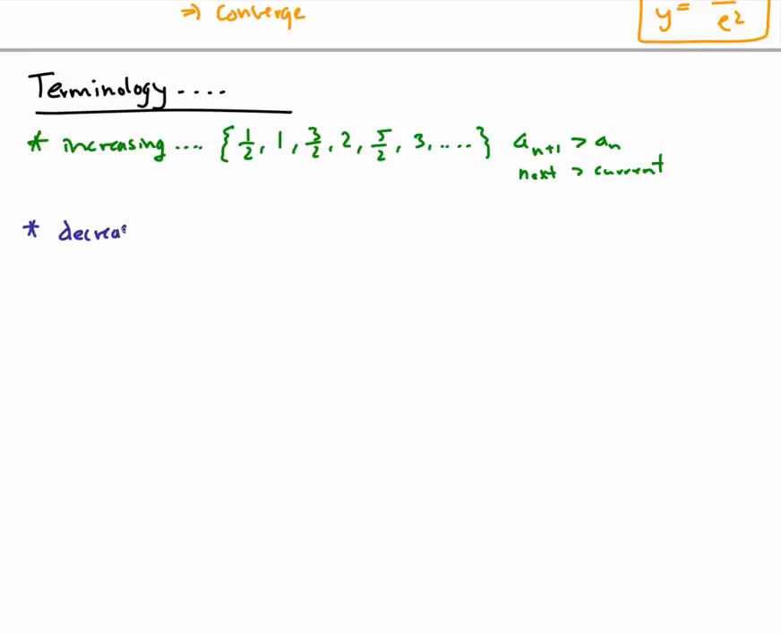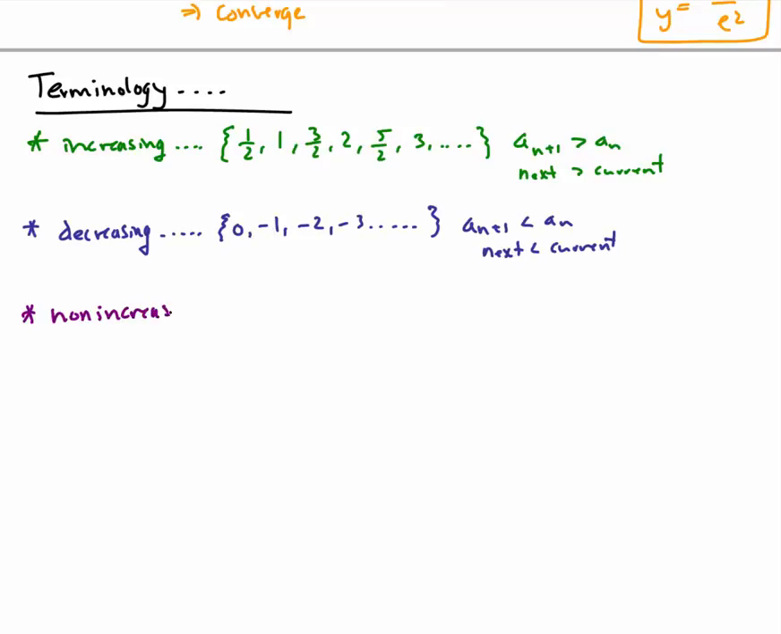Let's look at decreasing next. We'll look at the two easiest ones first. So decreasing would be something like 0, -1, -2, -3. It's always getting smaller when it's decreasing. So what this means is the next term is always less than the current term. So the next is always less than the current.